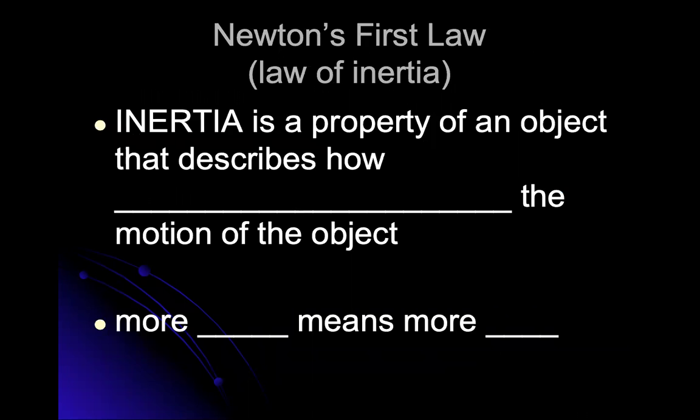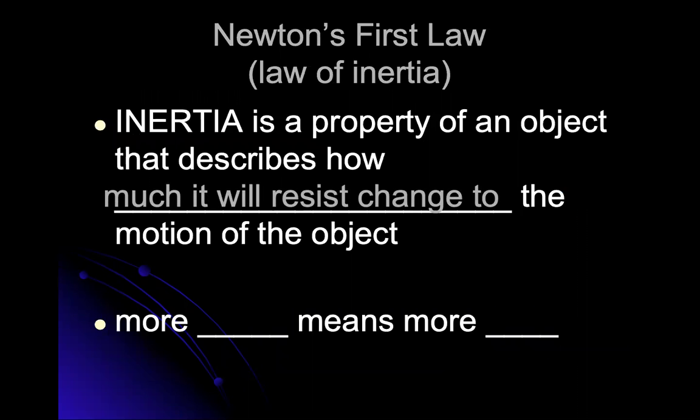So that moves us to inertia. Inertia is a property of an object that describes how much it will resist a change to the motion of the object. More mass means more inertia. Okay, so if you think about when, say, you're playing football, a football athlete wants to have more mass, because if you get that mass moving, it takes more work to cause a change in their motion.